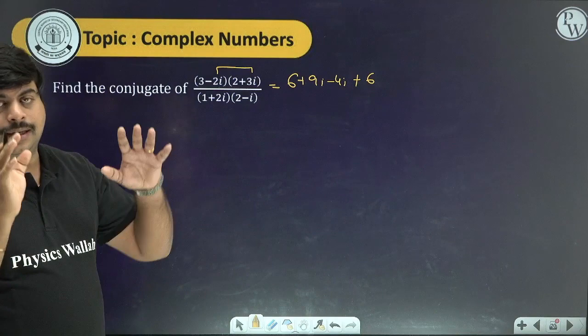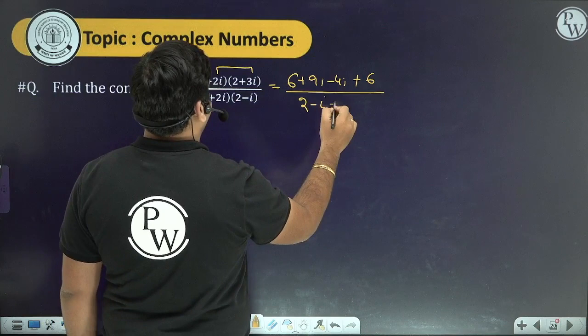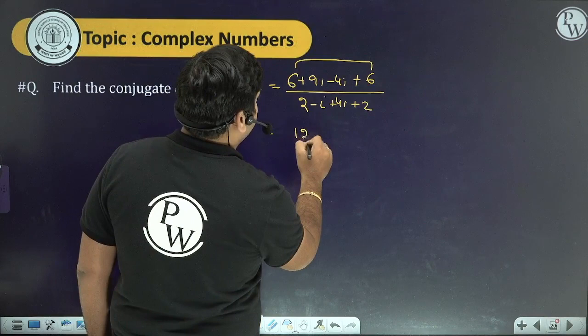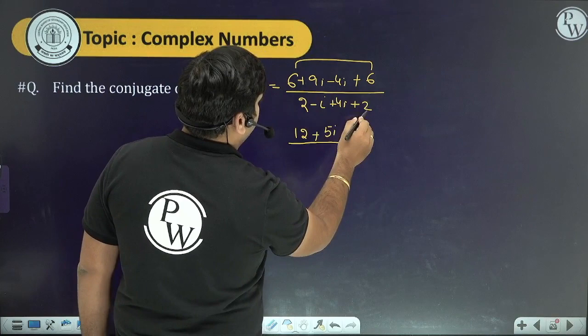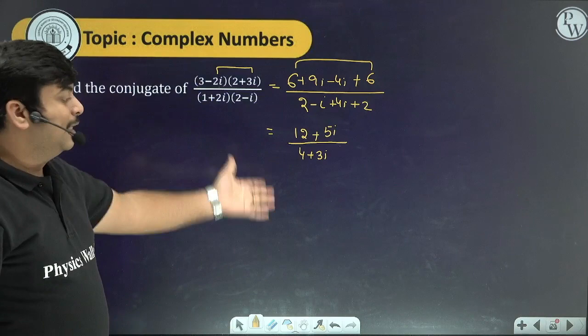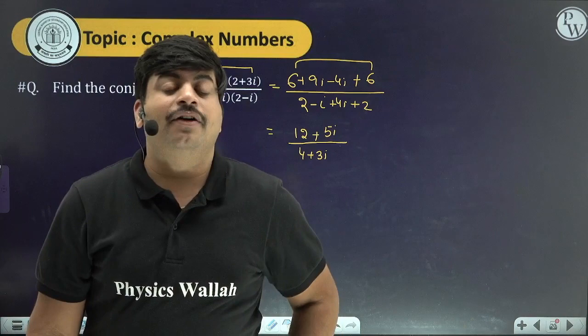Okay, the denominator: 1 into 2 is 2, 1 into minus i is minus i, then plus 4i, 2i into minus i is minus 2i square, which becomes plus 2. So 6 plus 6 is 12, and 9 minus 4 is 5, so 12 plus 5i by 4 plus 3i. So this is the given complex number. We need to find the conjugate of this, but still we cannot do that. We still have a complex number in the denominator. So first we need to avoid that or delete that. We can go with factorization.